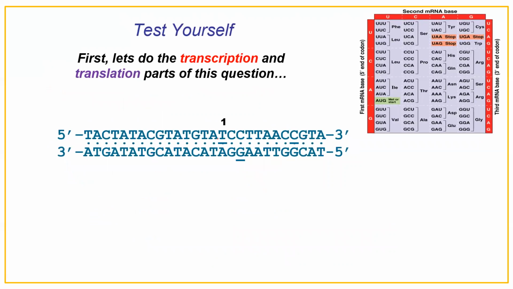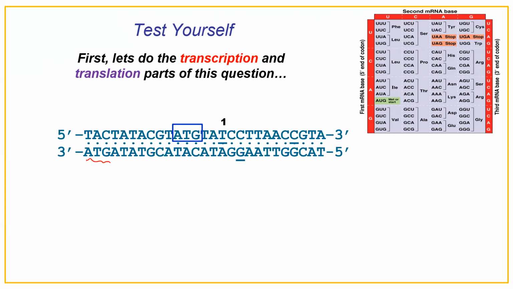So the very first thing we need to do is the transcription and translation parts. Like I said, you'll have to do this in the final exam, and you'll get marks for this. So there's the sequence. Remember what I told you before: always start off and look for the start codon. Remember that this here is not the start codon, because that is in the opposite direction.